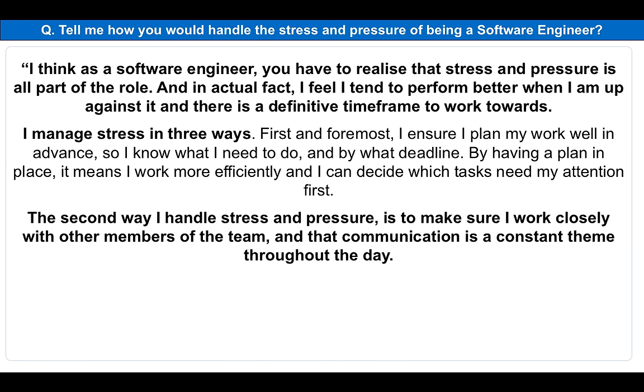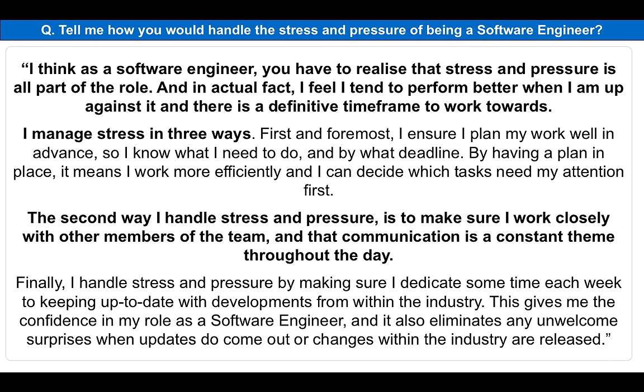The second way I handle stress and pressure is to make sure I work closely with other team members and that communication is a constant theme throughout the day. Finally, I handle stress and pressure by making sure I dedicate some time each week to keeping up to date with developments from within the industry. This gives me the confidence in my role as a software engineer, and it also eliminates any unwelcome surprises when updates do come out or changes within the industry are released.